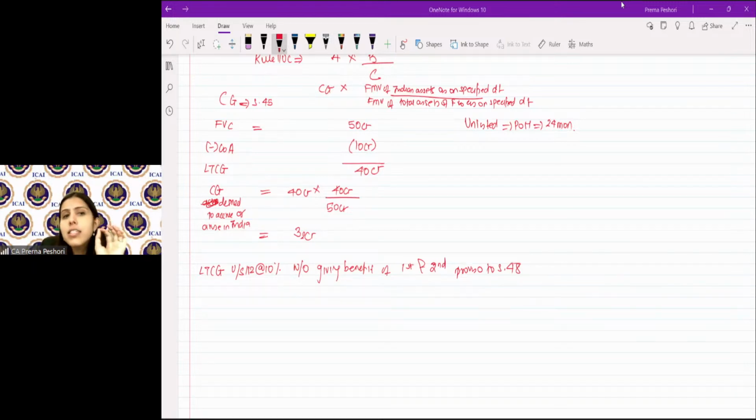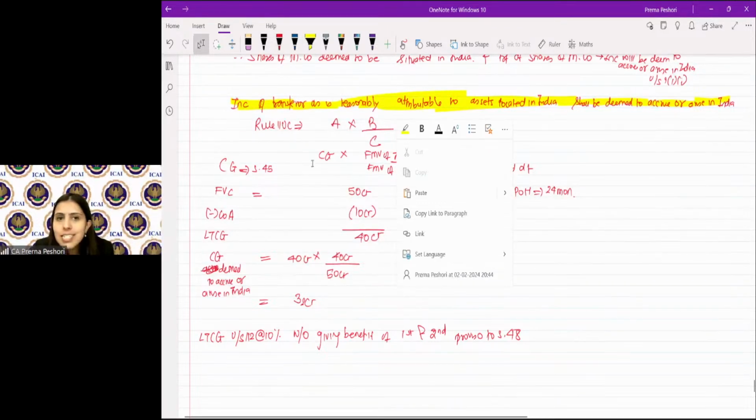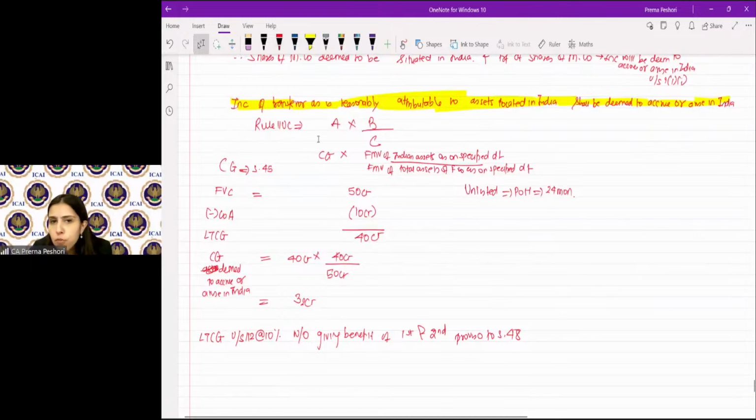Namrata, the last point that I made is that the income from the capital gain which is accruing or arising to a non-resident, not the entire income, will be taxable. The income only as is attributable to the assets located in India shall be taxable. The assets located in India will be determined by the formula: capital gain into the FMV of the Indian assets as on the specified date divided by the FMV of the total assets of the foreign company as on the specified date. So only proportionate capital gain shall be taxable in India, not the entire 40 crores.